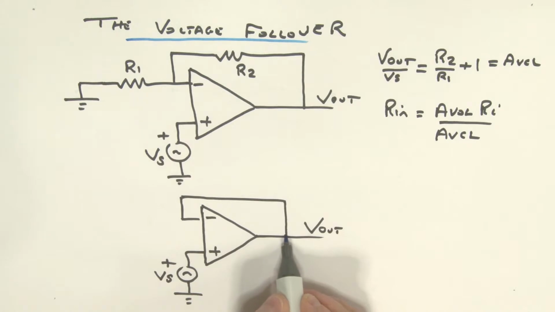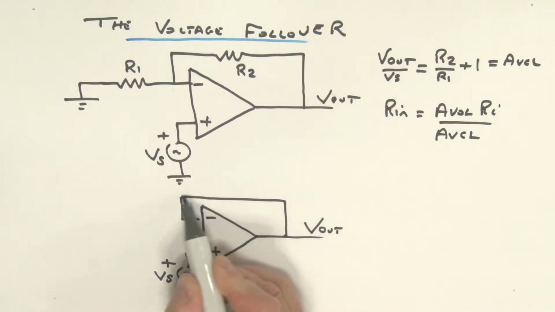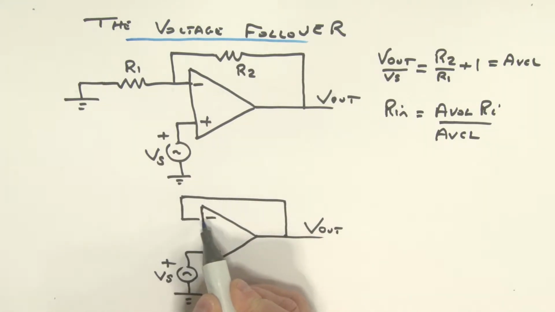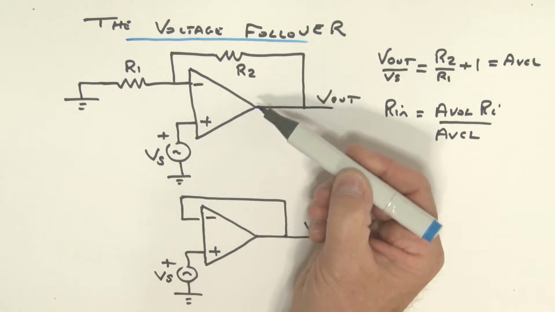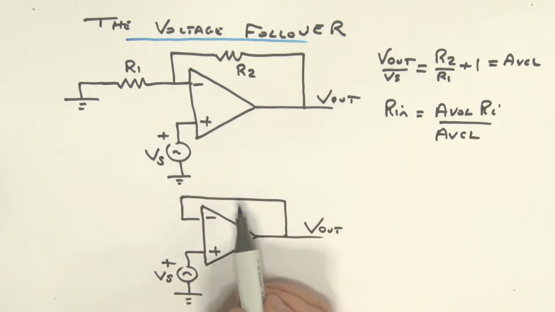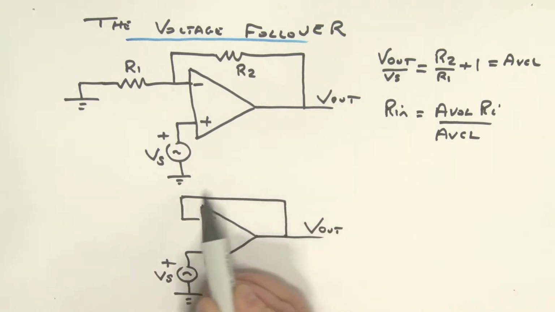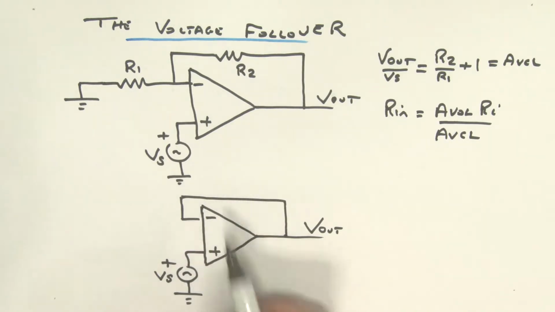This is the configuration for the voltage follower. Here we've got the output connected directly back to the inverting input, and then of course we've got our signal connected to the non-inverting input. Well, how is this different from the previous one? Look at this connection between the output and the inverting input. Have a look at that connection.